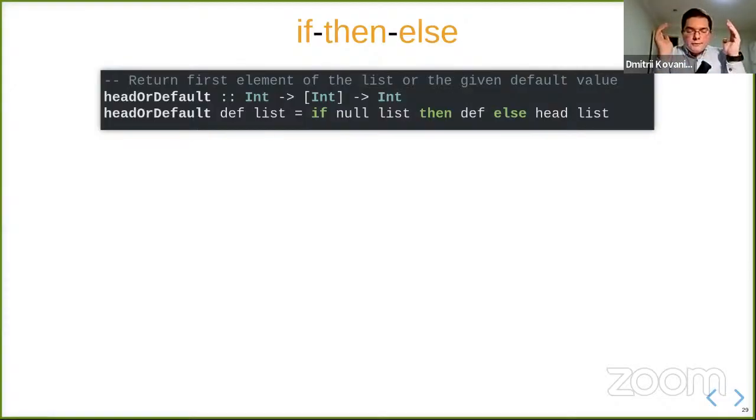So head throws an exception on an empty list, and this is unacceptable. We want to improve it. How can we improve? Well, one way we can do this is by creating a function that takes a default element that it can return when the list is empty. So let's create our function called headOrDefault.